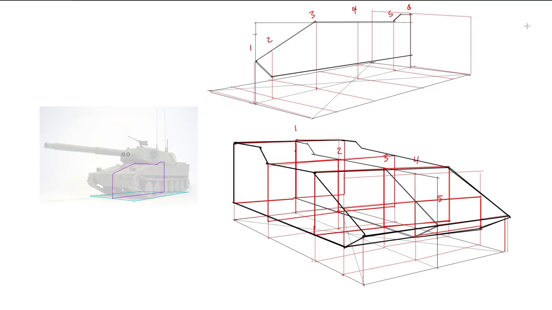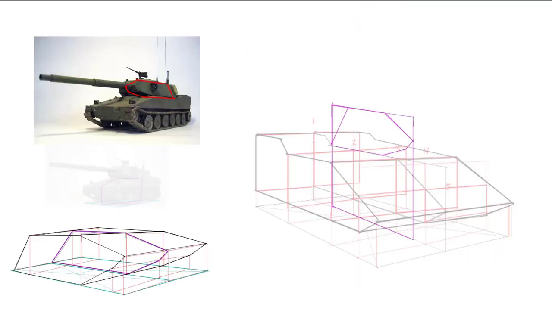Okay, now we're going to get really fancy. I want to place the turret of this tank on top of my current form. I've created a quick study of the turret in the bottom left. As you can see, I've already plotted the midplane out in purple. Next, I'm going to plot the ground plane in blue.